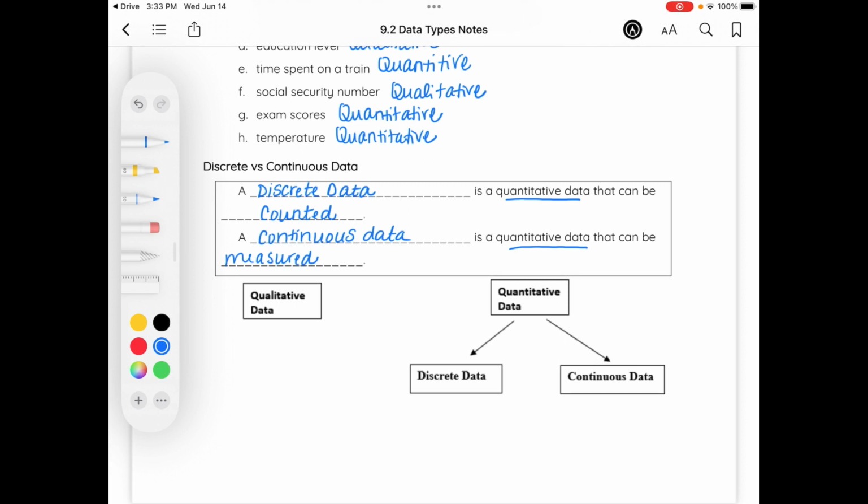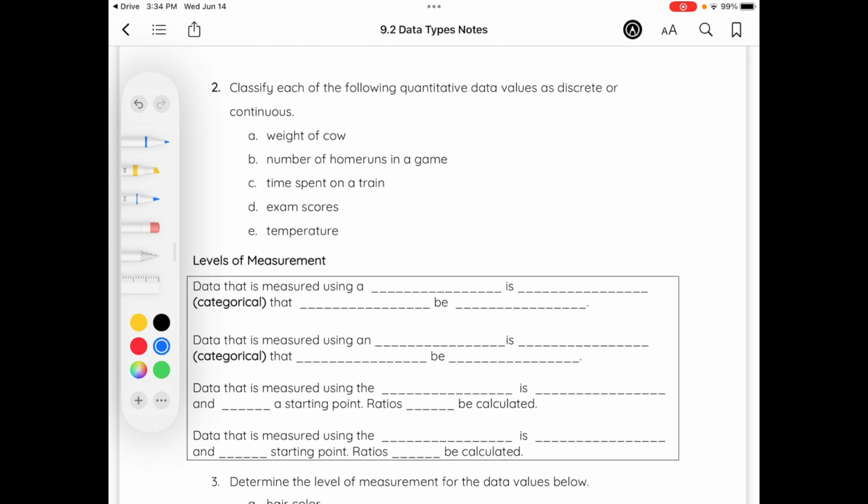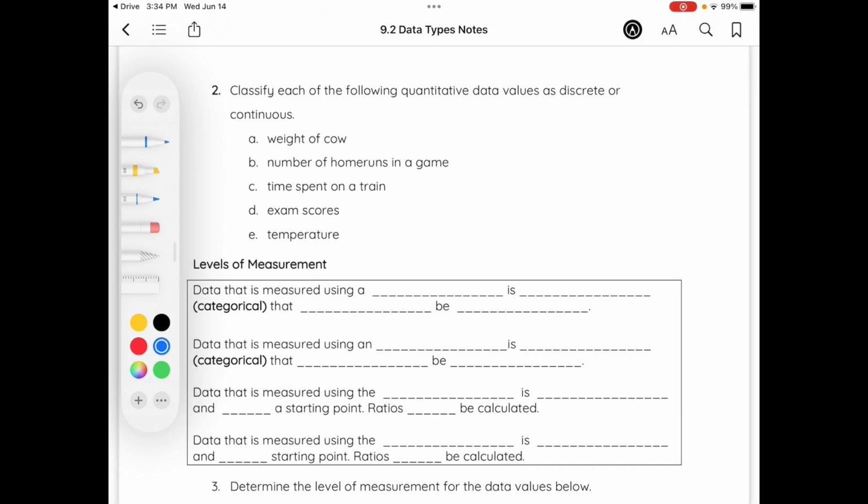So let's see if we can identify some of the ones that we had above, if they are either discrete or continuous. So classify each of the following quantitative data. So we've already talked about the cow, home runs, time spent on a train, exam scores, and temperature. They are all quantitative data. The weight of a cow is continuous because we measure how heavy he is or she is, right? You put them on a scale and you can measure them.